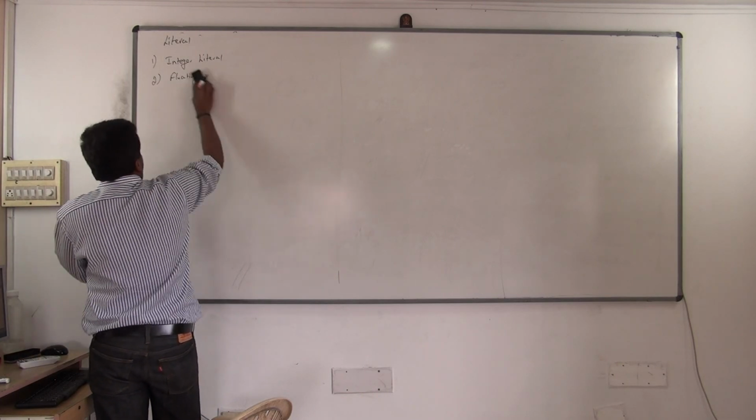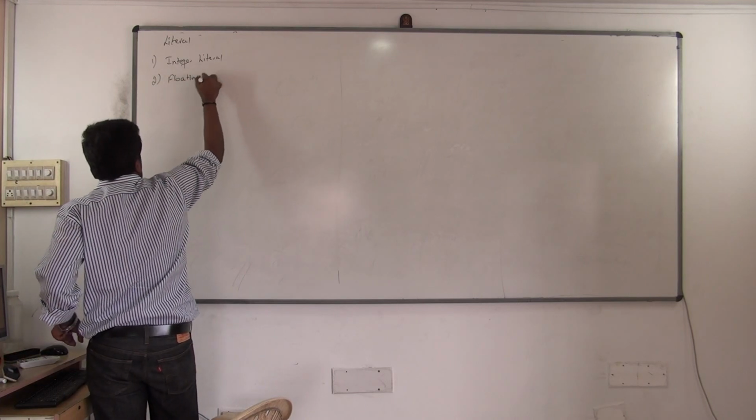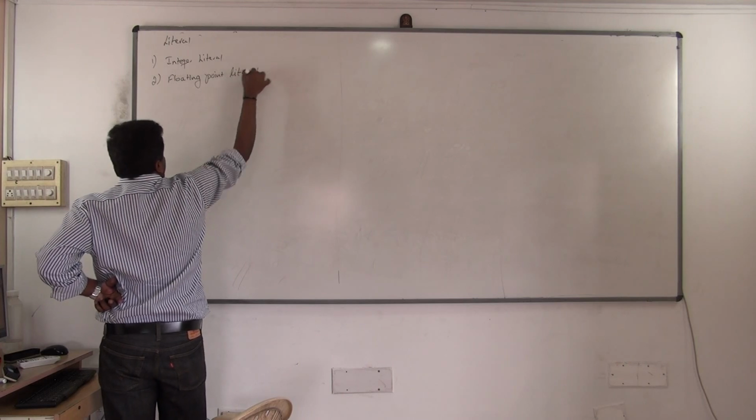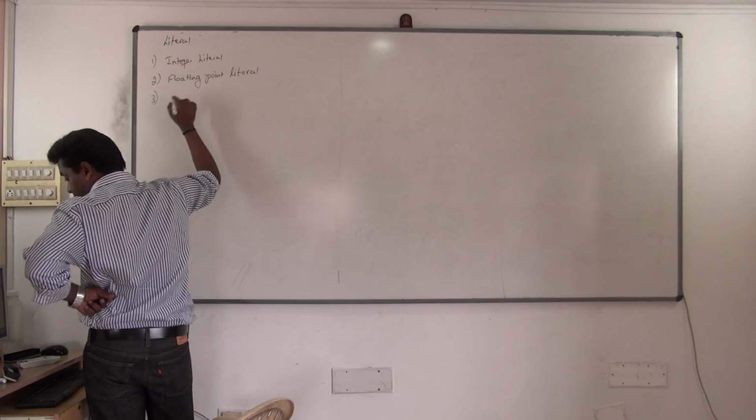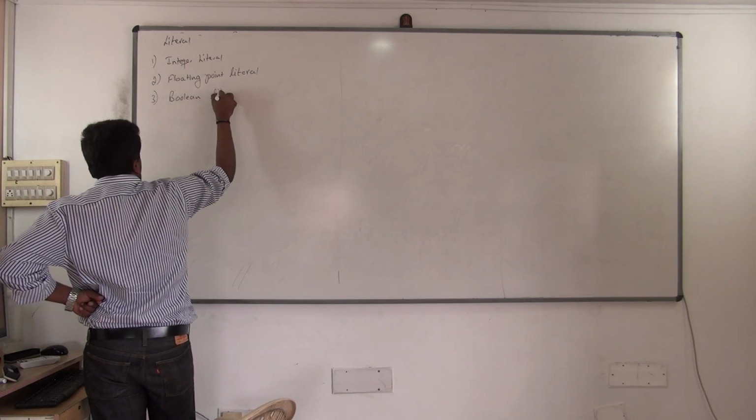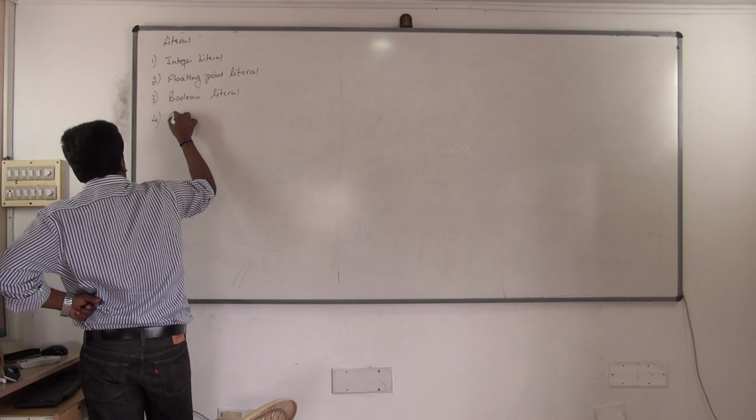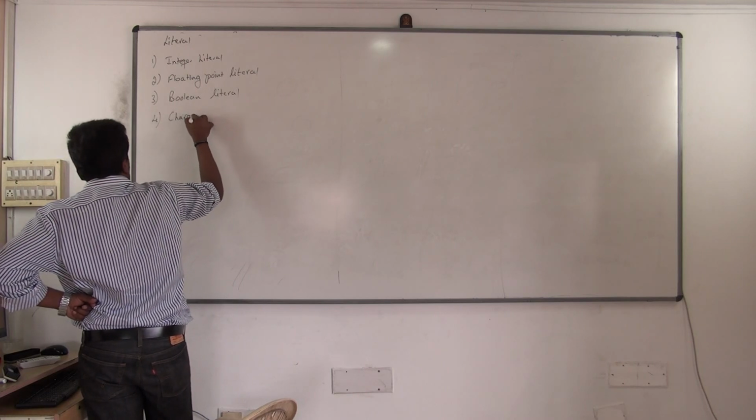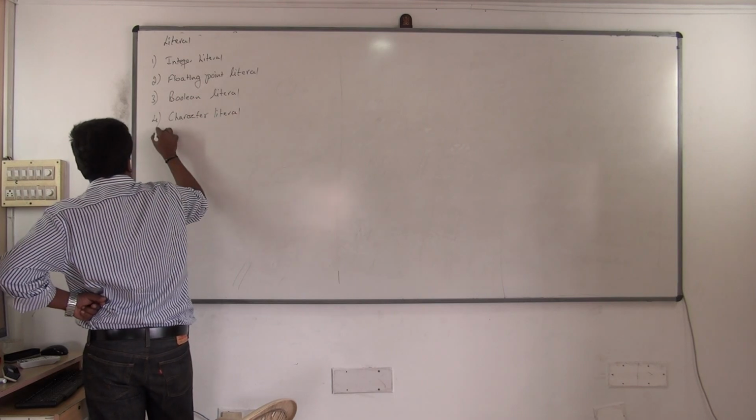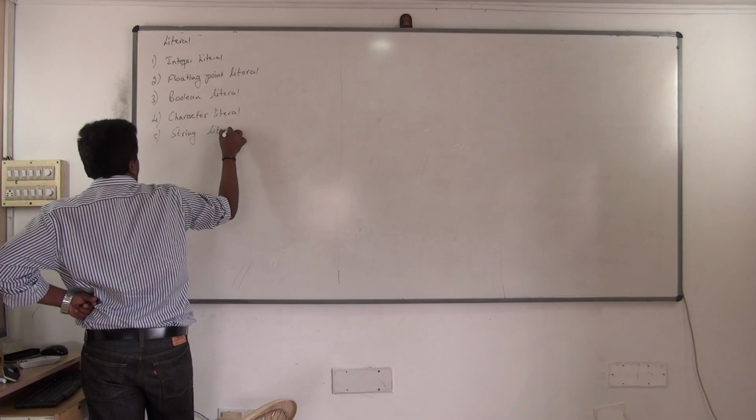Literal can be one of the following 5 types. Write it. First one, what is it? Integer literal. Second one, floating point literal. Third one, Boolean literal. Fourth one, character literal. Fifth one, string literal.